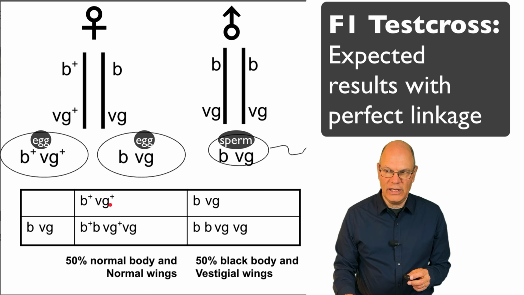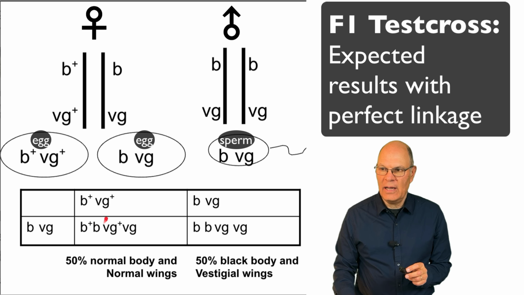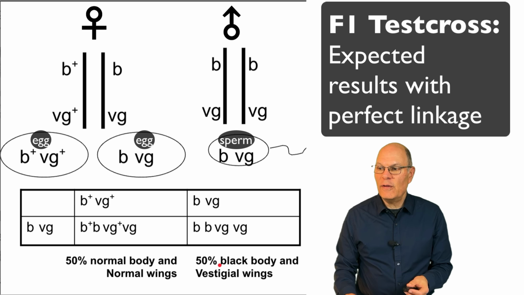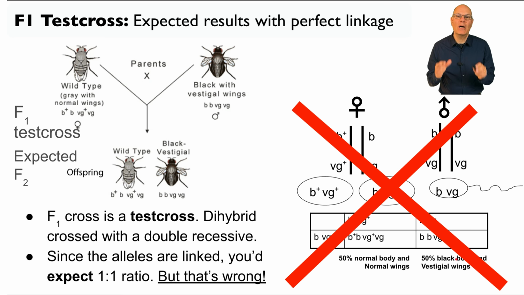Here's a Punnett square. These are the eggs, that's going here. The other half of the eggs are going here, and all of the sperm are going over here. You put them together, and what you'd expect is that half of the offspring would be B plus B, VG plus VG. The other half of the offspring would be B B, VG VG. These offspring would have normal body and normal wings. That's 50% of the offspring. And the other 50% would have black body and vestigial wings. But that is not what happens. What I'm doing here is letting you know what you would expect if there were perfect linkage.